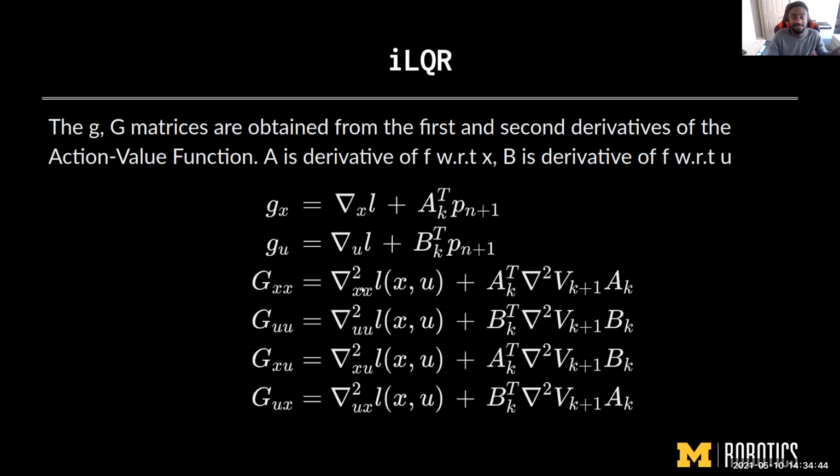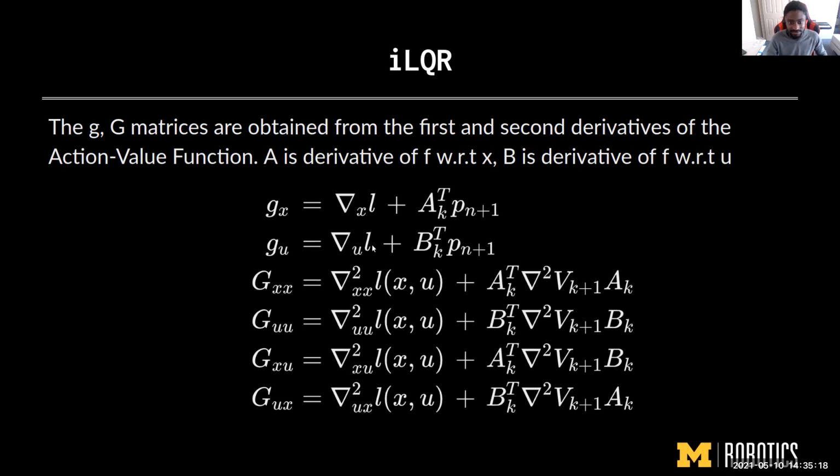So it's basically a second derivative, all with respect to x, of the action value function. Big G of u is basically the second derivative, both first and second derivative with respect to x. And then big G of x, u is basically the first derivative with respect to x, the second derivative with respect to u. And then this is the first derivative with respect to u, second derivative with respect to x. So all of these are Hessian matrices that result from taking the second derivatives.